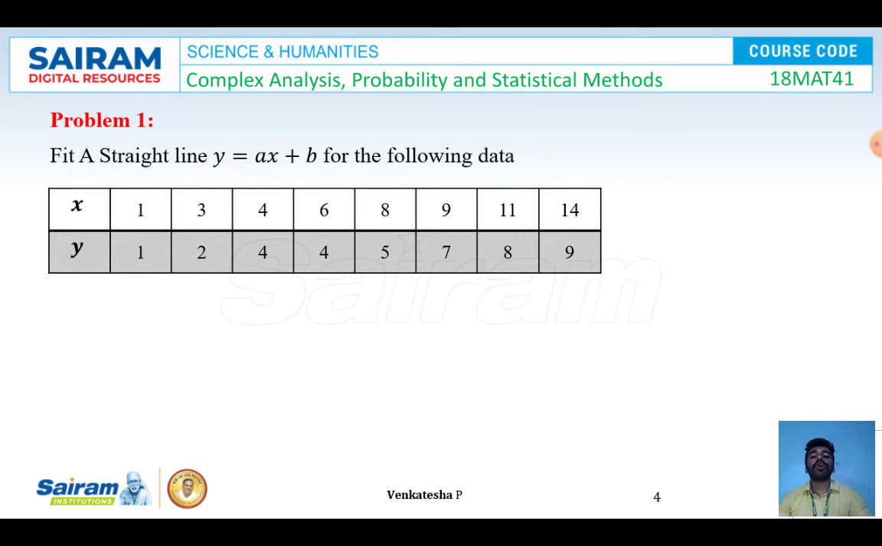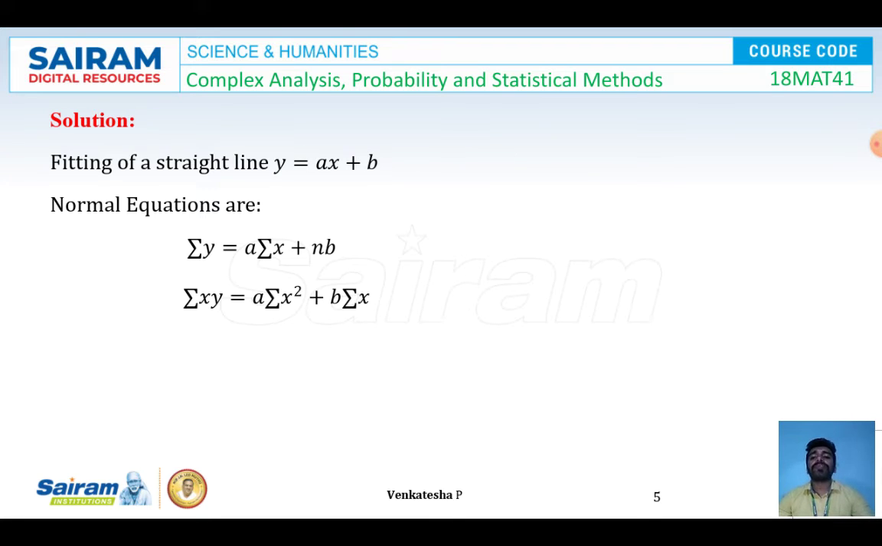The first thing is we have to frame the normal equations. So take the equation first. The straight line is given by y = ax + b. The normal equations are, by applying summation on both sides, summation y = a summation x + nb. To get the next equation, first we have to multiply by x and then apply summation. So I got summation xy = a summation x square + b summation x. Now we have to calculate the values of summation x, summation y, summation x square and summation xy.